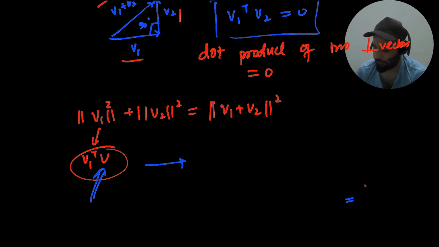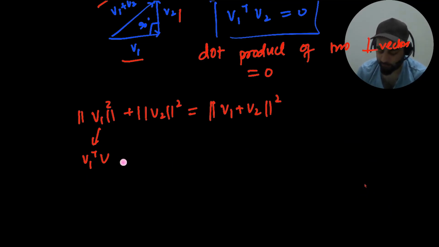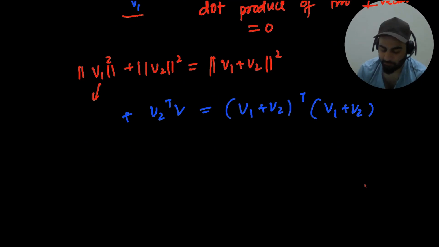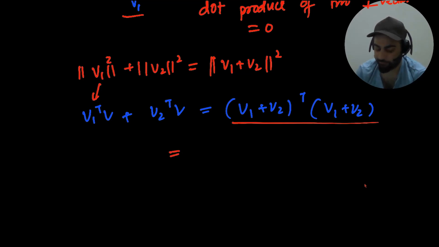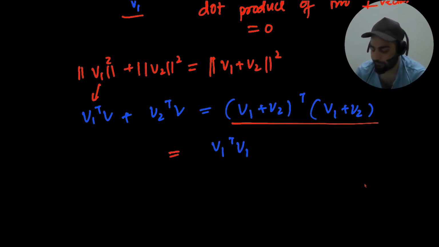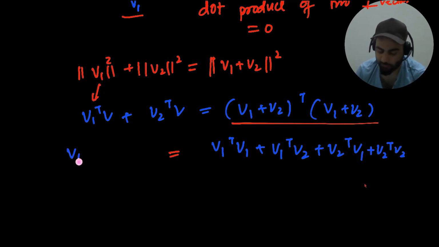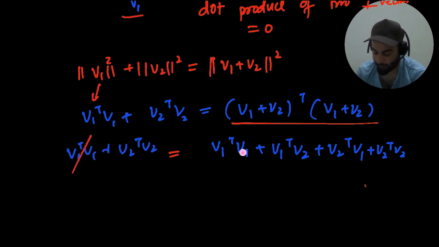Now that V transpose V can be written like this, we can write this as V1 plus V2 transpose V1 plus V2. Now if we expand this, it will be equal to V1 transpose V1 plus V1 transpose V2 plus V2 transpose V1 plus V2 transpose V2. This is equal to V1 transpose V1 and V2 transpose V2. If you see, these two things will cancel out.